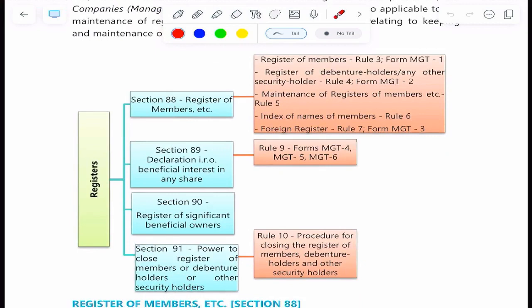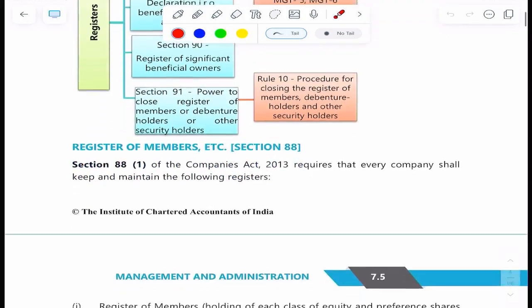Section 89: Declaration in respect of beneficial interest in any share. Rule 9, Forms MGT 4, MGT 5, MGT 6. Section 90: Register of significant beneficial owners. Section 91: Power to close register of members, debenture holders or other security holders. Rule 10: Procedure for closing the register of members, debenture holders and other security holders.